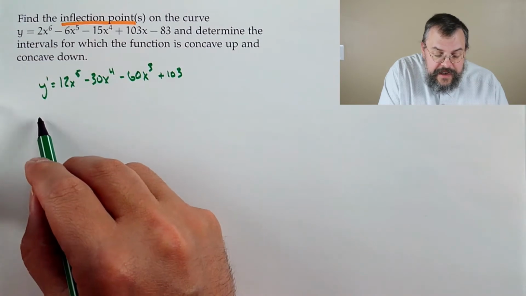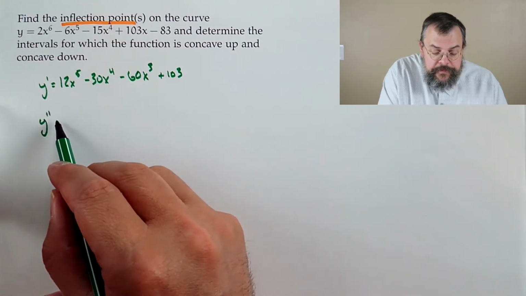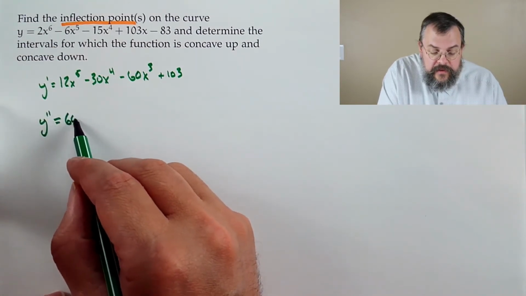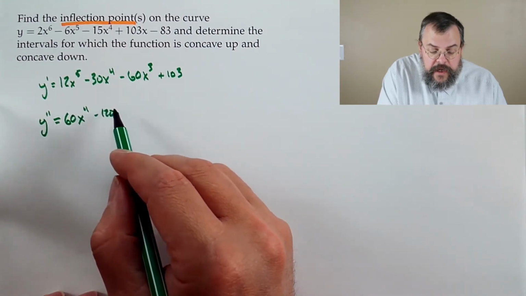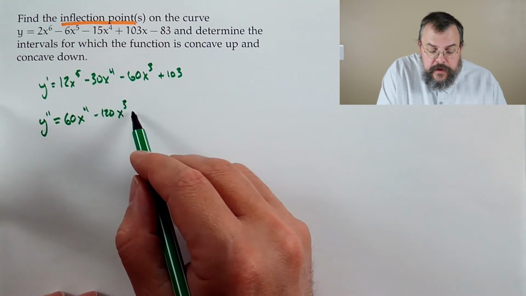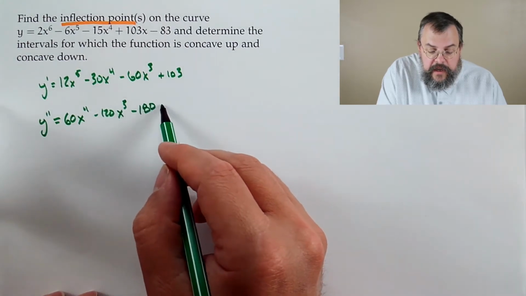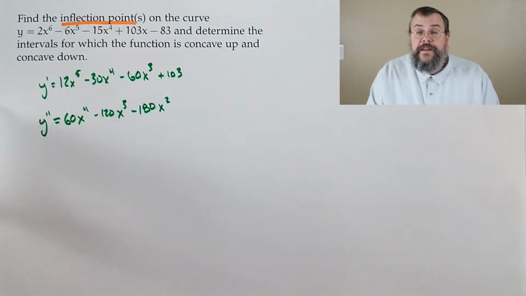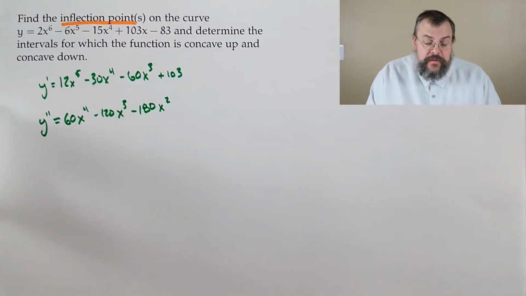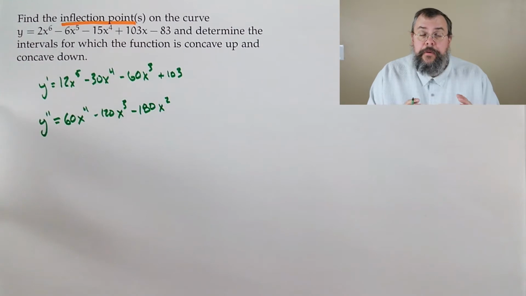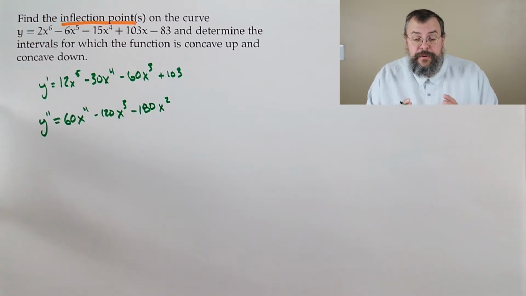All right, so second derivative, y double prime. That's equal to 60x to the 4th minus 120x cubed minus 180x squared. And the 103 goes away. It's nice. Now, we're looking for inflection points.